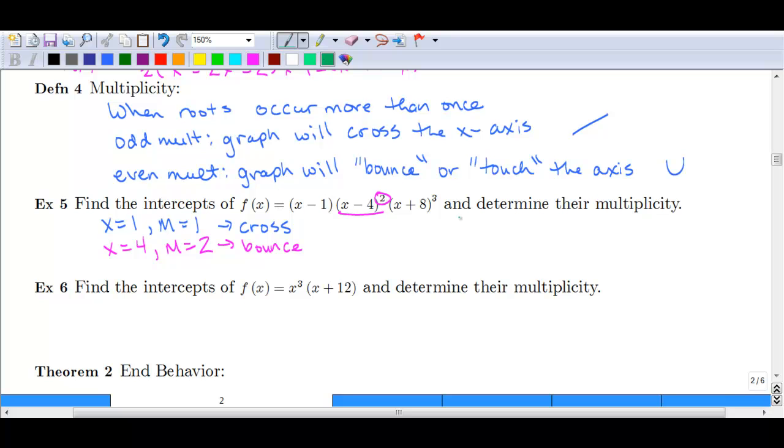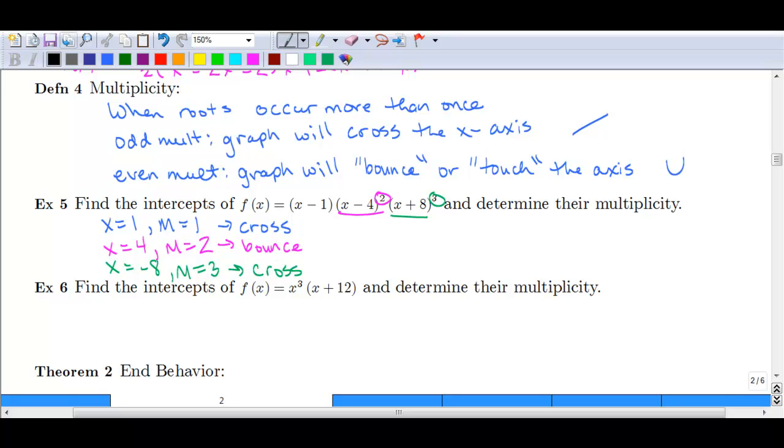And finally, we have x plus 8 cubed. So this is going to give us a root of negative 8. Again, we're doing the opposite sign. It has a multiplicity of 3, which again is odd, so it will cross the axis.